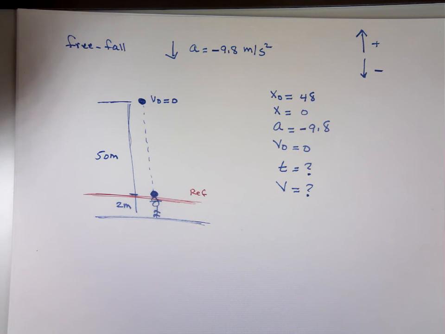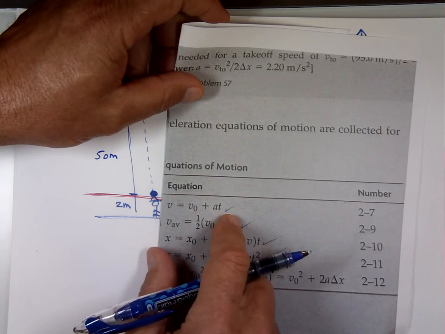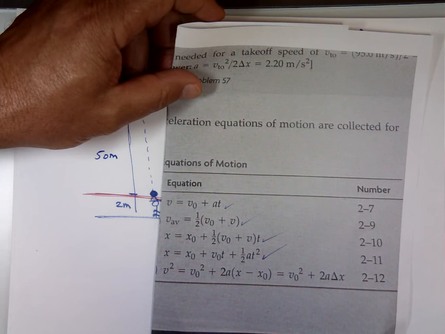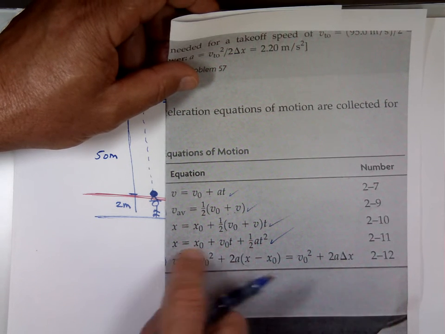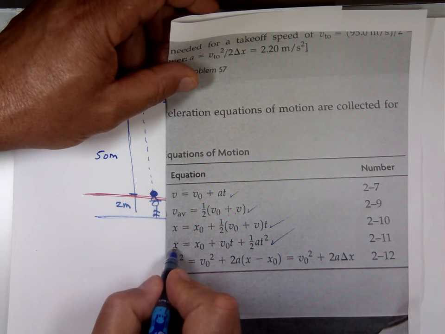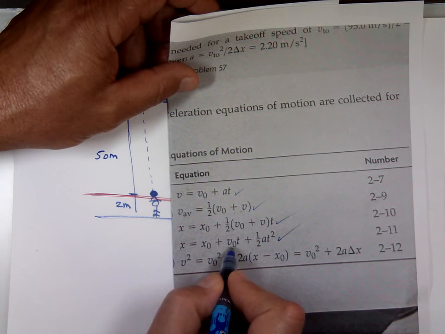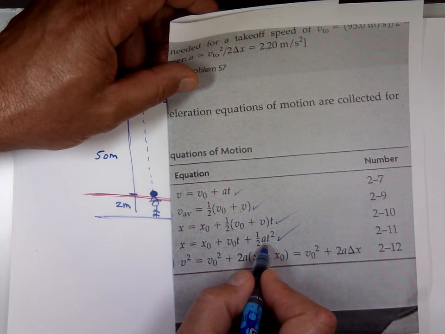I can't use the first equation because I have 2 unknowns. V and t are unknown. I could use this one, right? I know everything except t. I know the initial, I know the final, I know the initial speed. I'm looking for time. I know the acceleration. So I could use this one.